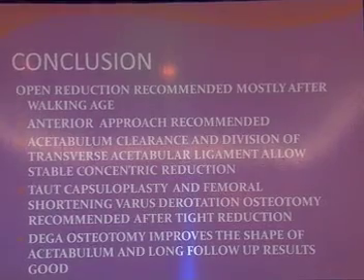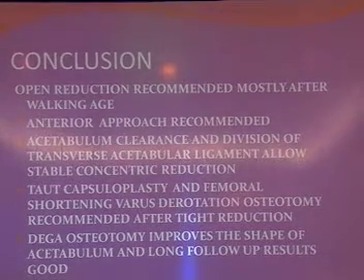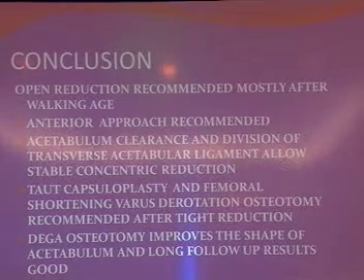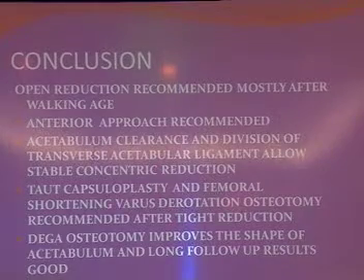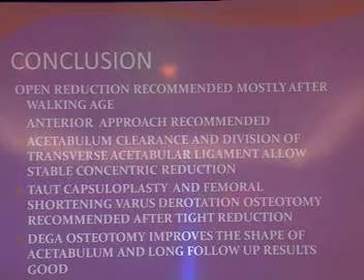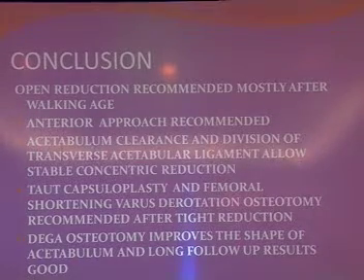To conclude, open reduction is recommended mostly after walking age. The anterior approach is always recommended. Acetabular clearance and division of the transverse acetabular ligament allow stable concentric reduction. Taut capsuloplasty and femoral varus derotation shortening osteotomy are recommended after tight reduction. DEGA osteotomy improves the shape of the acetabulum, and long follow-up results are also good. Thank you very much. In time.